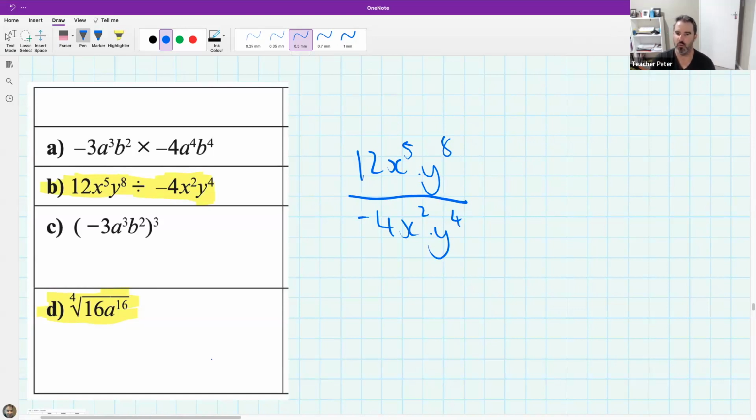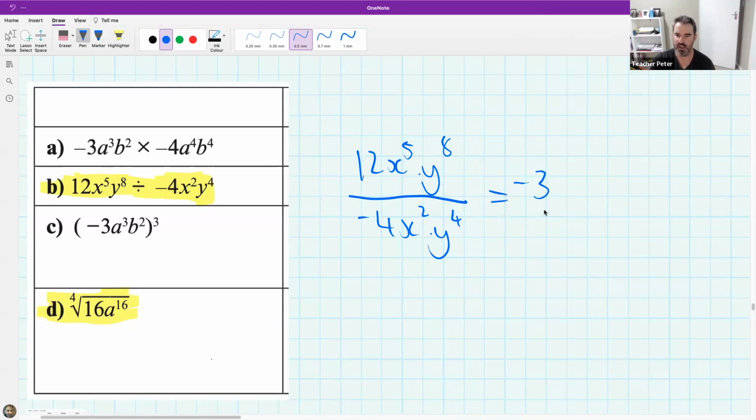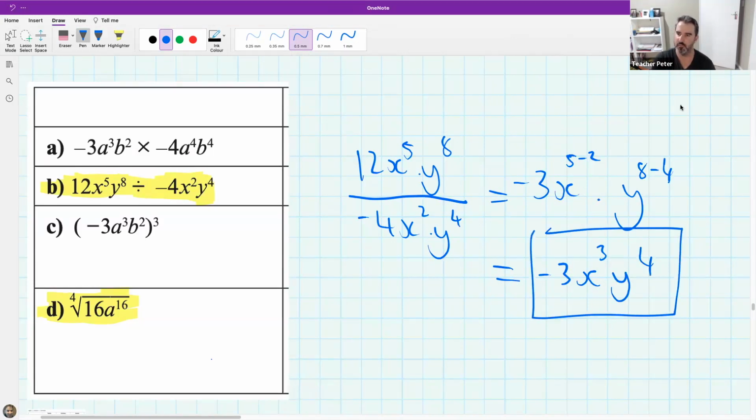Okay, so for B, 12 over minus 4 is minus 3. X to the 5 over x squared is going to be x to the 5 minus 2. And then y is going to be 8 minus 4. So we should get that as our final answer.